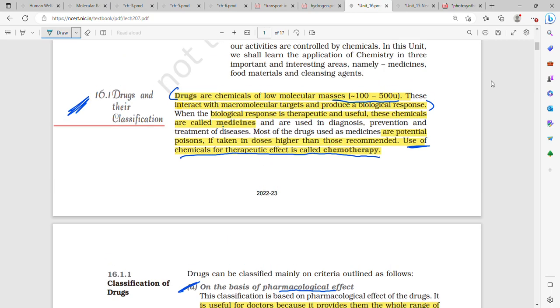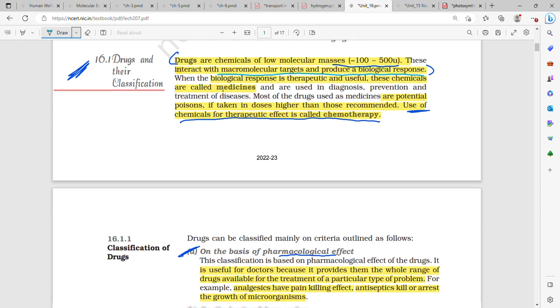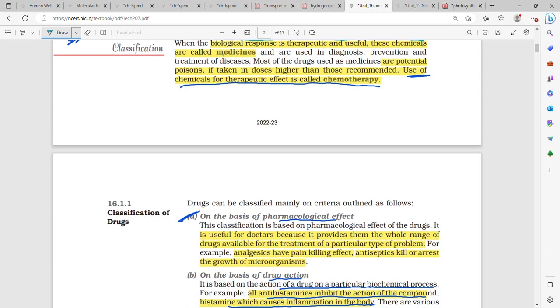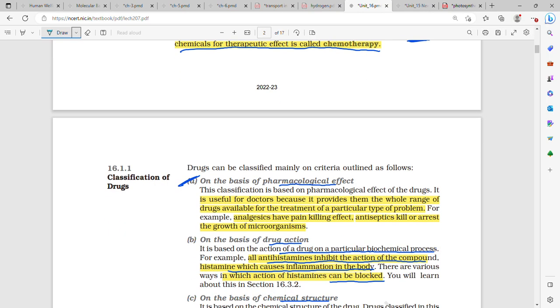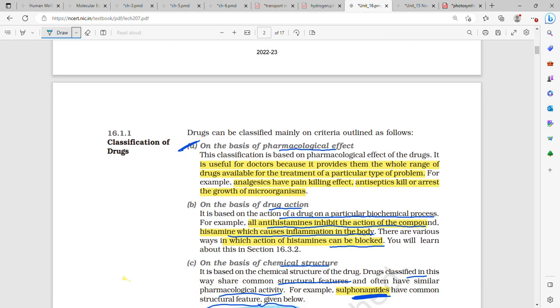So drugs are chemicals of low molecular masses, that is 100 to 500 U, and they interact with macromolecular targets and basically produce a biological response. And if this biological response is therapeutic and useful, then they are called medicines, and they become potential poisons if taken in larger amounts than recommended. And the use of chemicals for therapeutic effect is called chemotherapy.